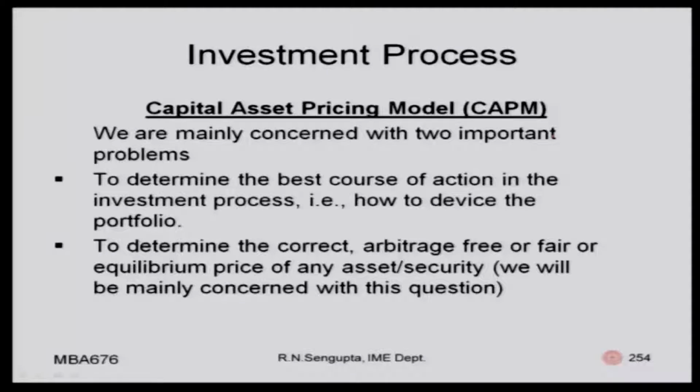In the capital asset pricing model, we are mainly concerned with two important problems. One is to determine the best course of action in investment processes, that is, how to devise the portfolio and how to decide whether you include or not include a particular stock. The other is to determine, in a very correct sense, the arbitrage free or fair equilibrium price, based on which you can decide whether the particular stock should be included or not, and find out the rate of return for that particular stock.